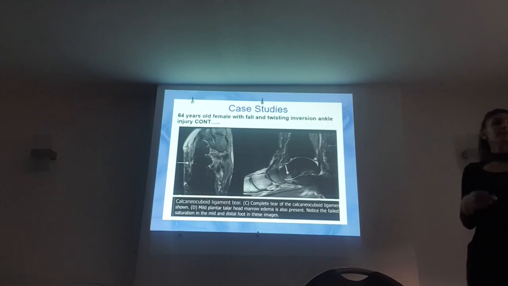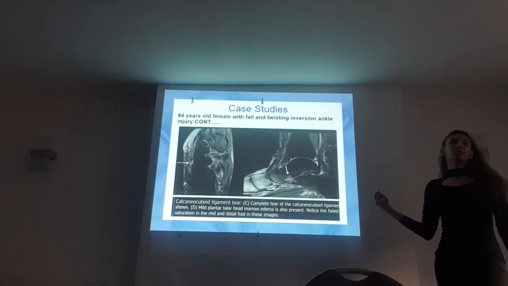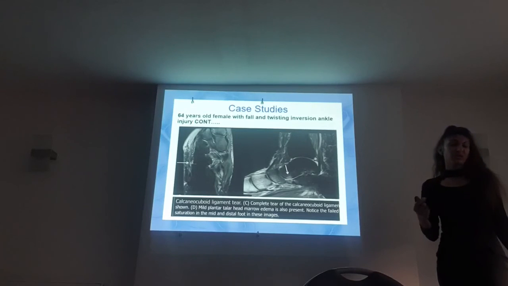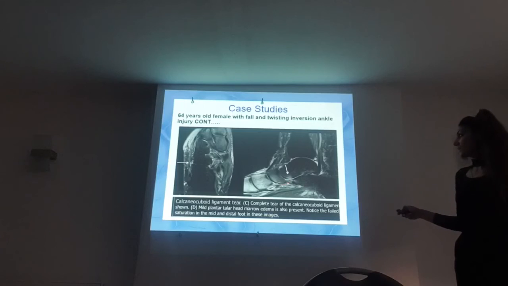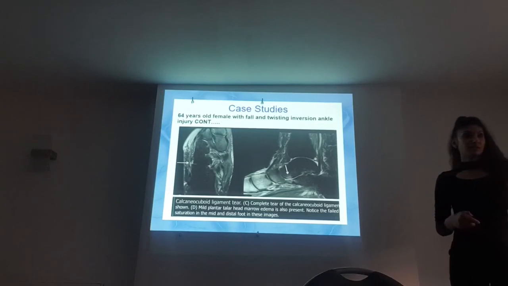So this is why MRI is good at what it does, because they would have missed all of this had they not referred her. They probably would have just thought, yeah, partial tear of the ligament, she's got an avulsion fracture, but they would not have seen the extensive damage that she had done to her ankle.